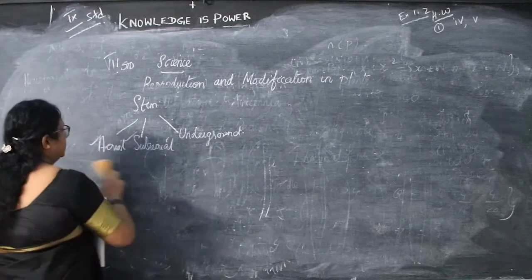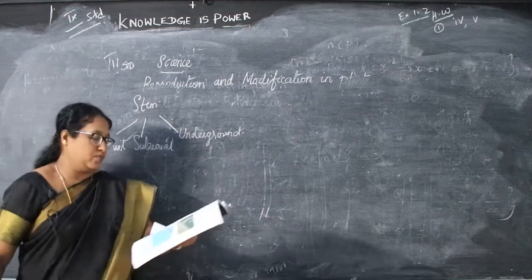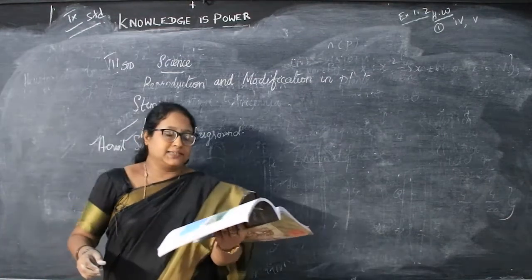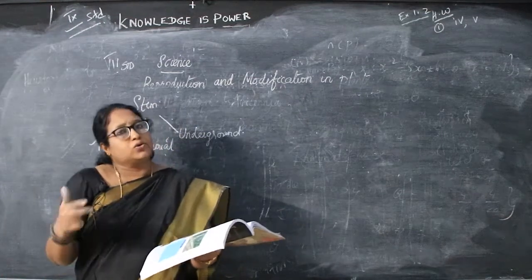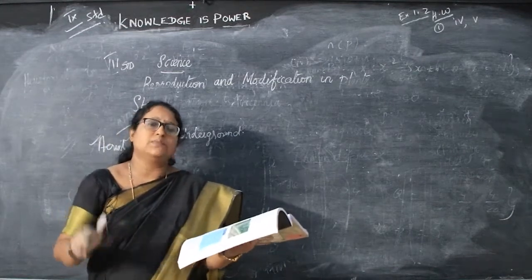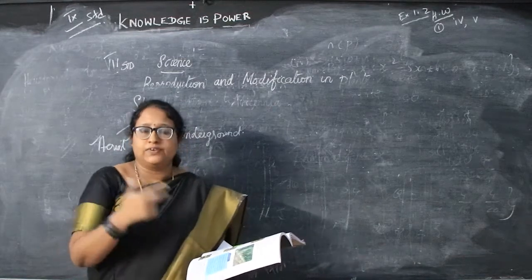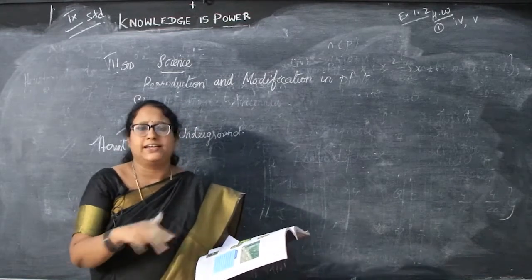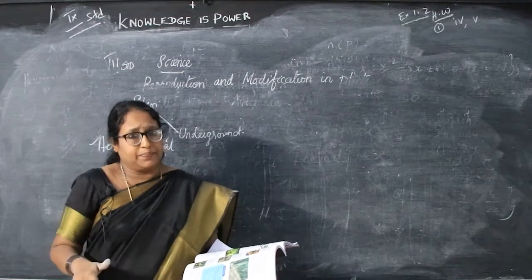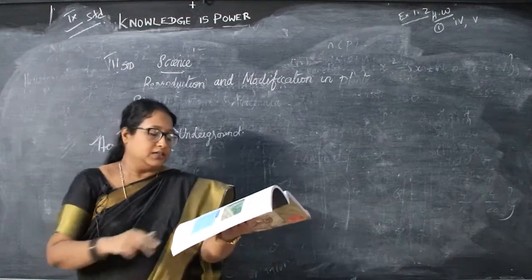Now we saw the aerial and subaerial modifications, and next we are going to move to the underground modification. In aerial and subaerial modification, the growth is indefinite. But in underground modification, the whole stem is found under the ground and the growth is definite.